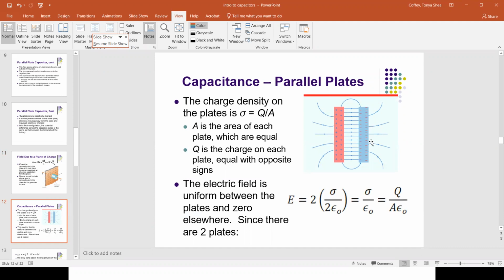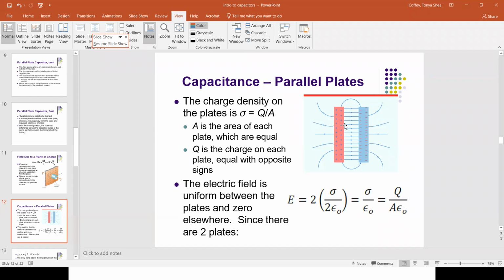There's the positive plate and the negative plate. The electric field is going to point away from the positive plate with sigma over 2 epsilon naught, and it's going to point towards the negative plate. And that's again with a magnitude of sigma over 2 epsilon naught. So that means that the net field in between the plates of the capacitor is sigma over epsilon naught.